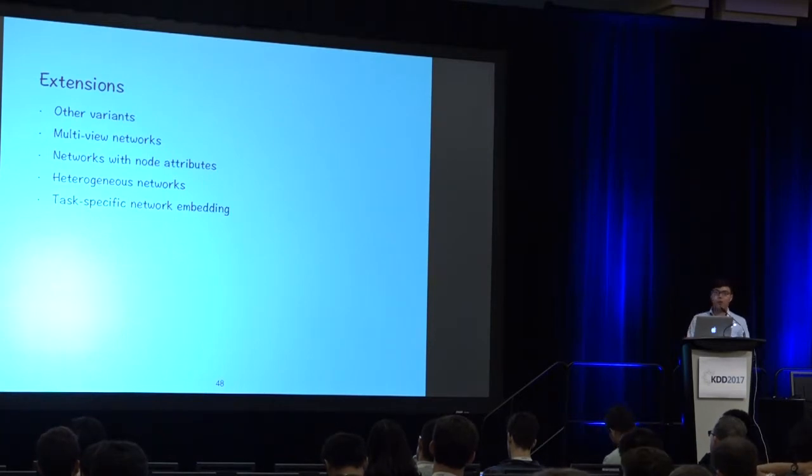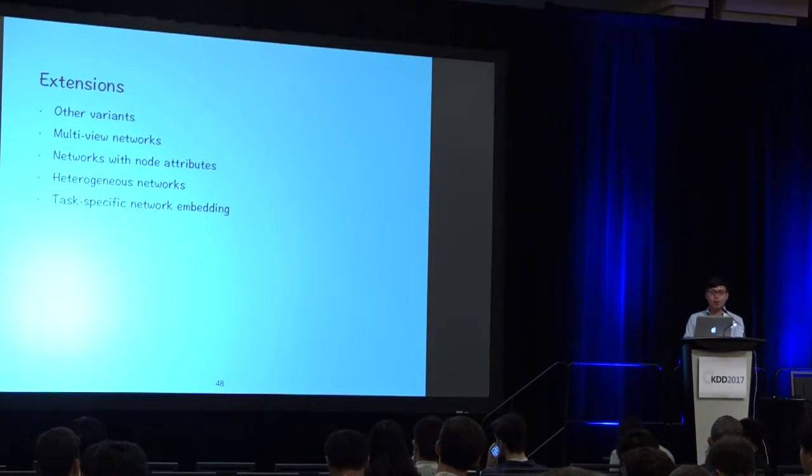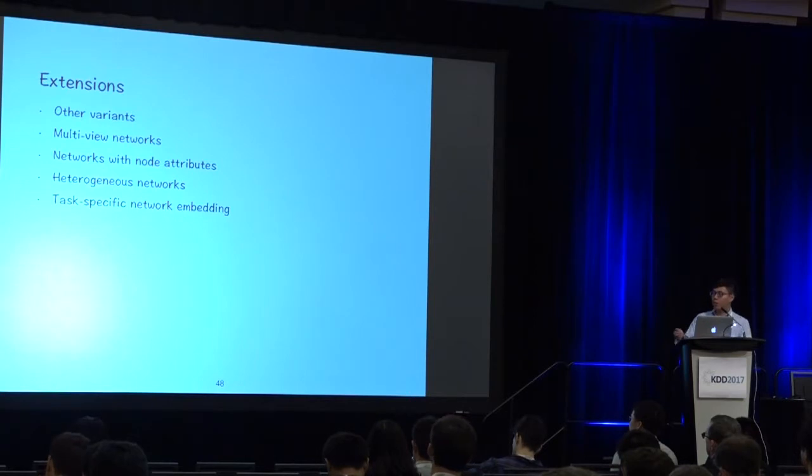And also for the three models, when we are learning representations, we only need the structures. And the node representations can be generally useful for different tasks, but not optimal for specific tasks, right? And also now there's a growing interest to learn task-specific network embedding.